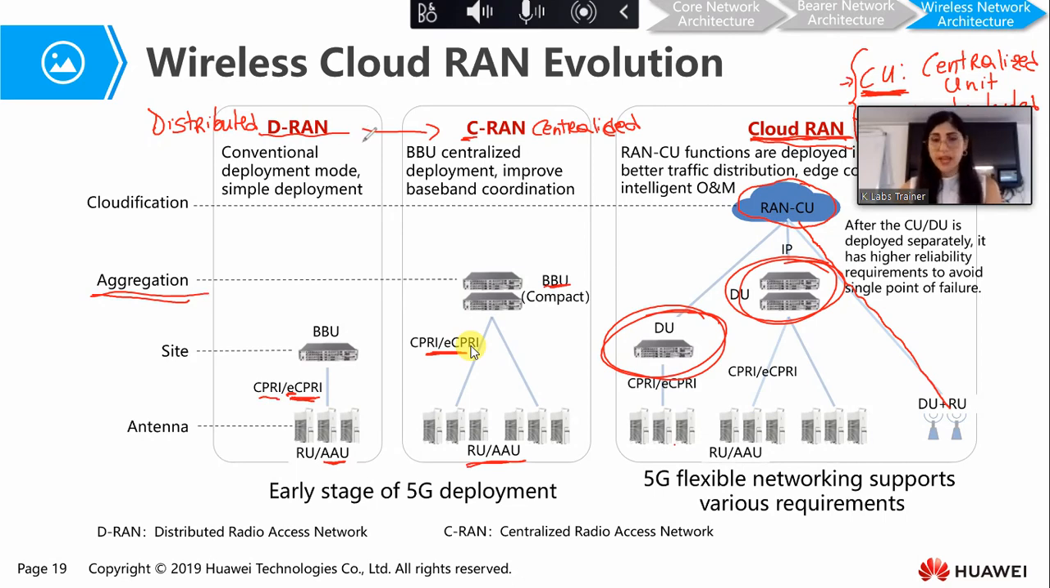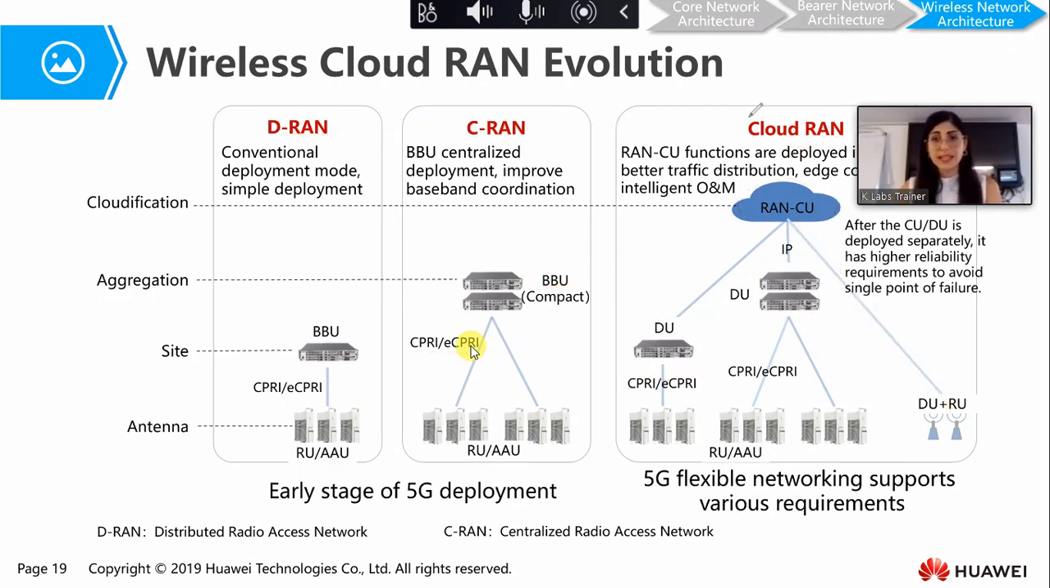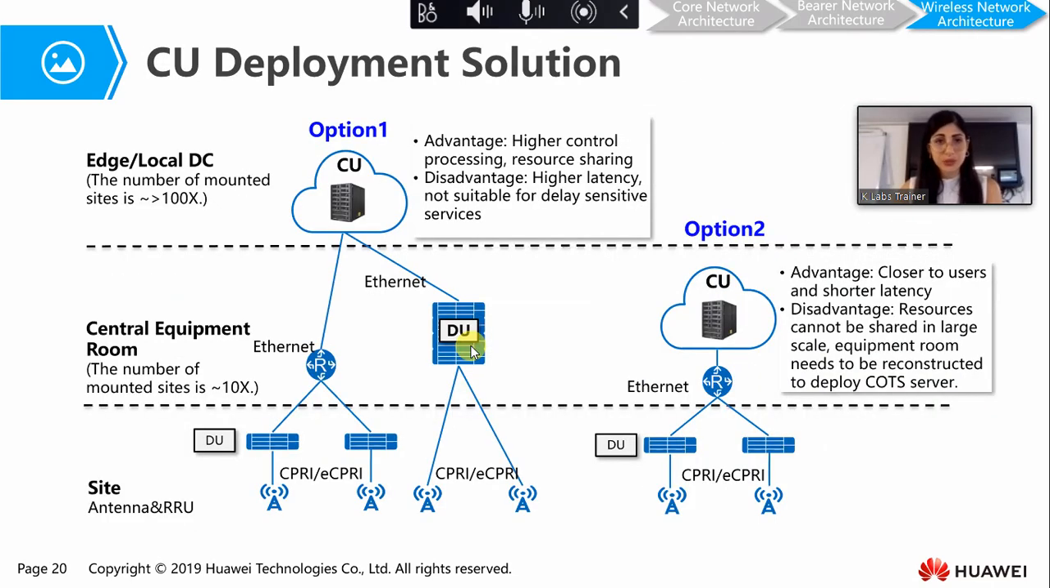So this is the evolution that we are seeing in our radio access network. So how can we deploy our centralized unit? We can have our centralized unit at the central equipment room, or we can have our centralized unit at the edge or local DC. If we have our centralized unit at the local DC, we have higher control processing and resource sharing. The disadvantage is the higher latency. So it is not suitable for delay sensitive services.